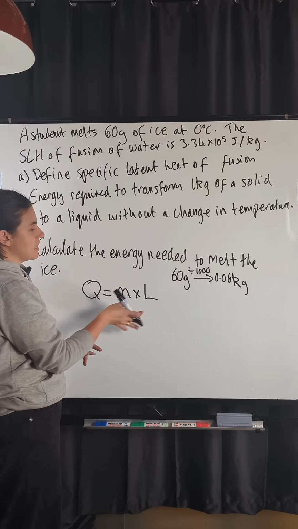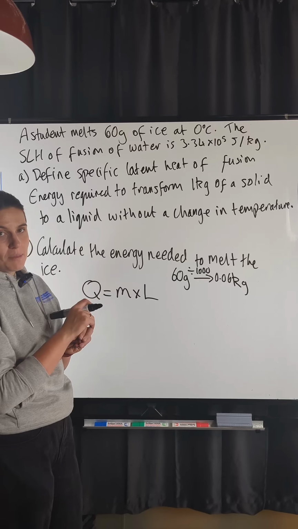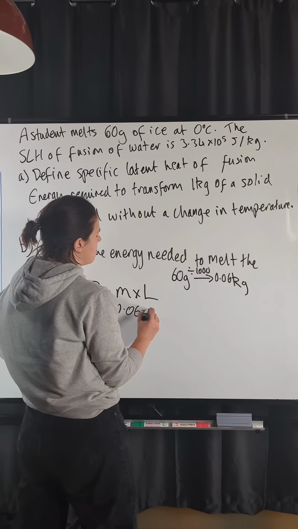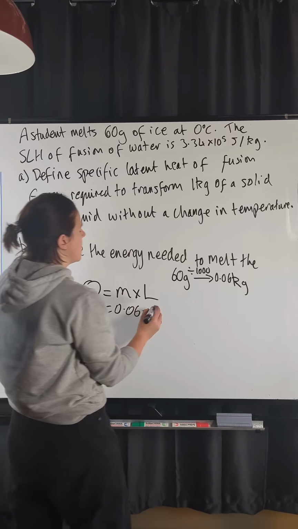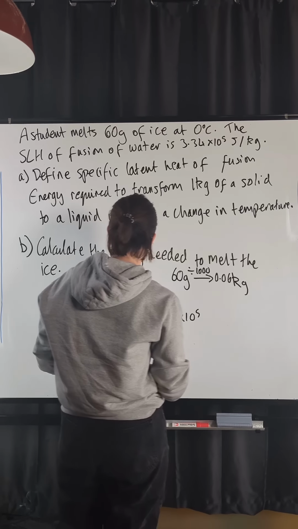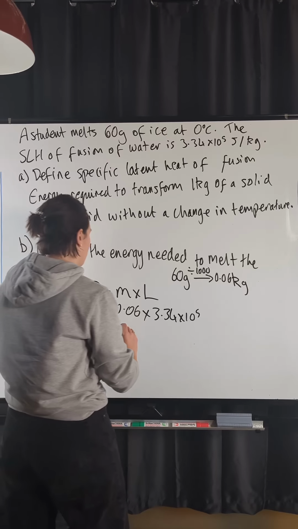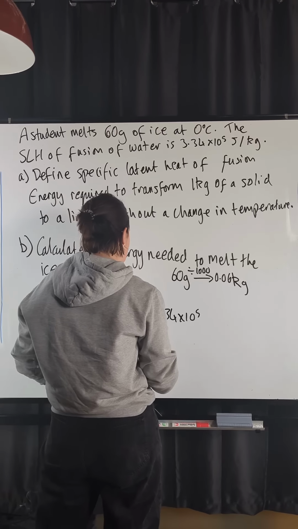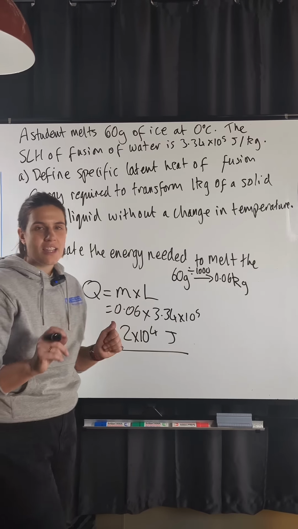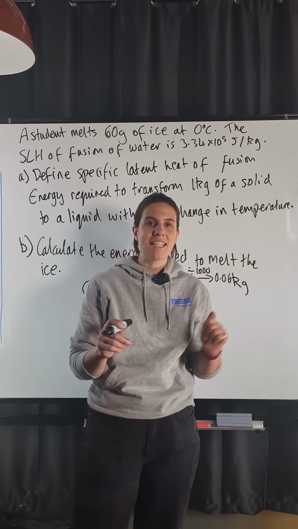And then pop the numbers into my equation, pop those numbers into my calculator, and I'll get an answer. So 0.06 multiplied by the specific latent heat, which is 3.34 times 10 to the 5, gives me an answer of 2 times 10 to the 4 joules. And that's how you answer a question on specific latent heat.